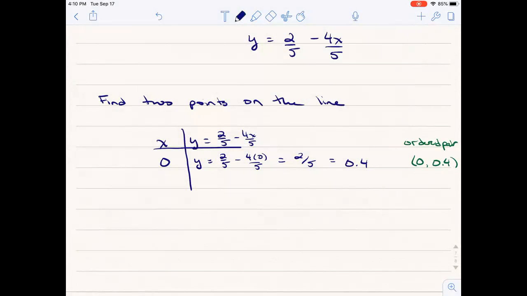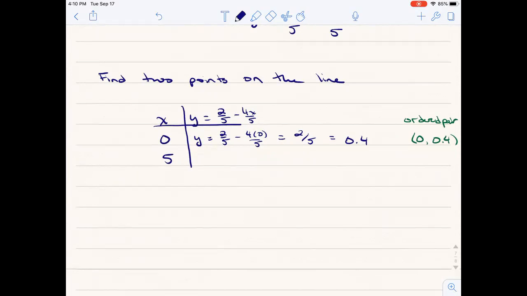So now it's time to pick a convenient value of x, right? That's not 0. You could use 1, right? But if you use 1, then you have to deal with these fractions again, which is fine, right? 5's a nice one, because then you can cancel one of them at least, right? So I'm going to use 5 just to show you that you don't always have to use 0 and 1, even though they're usually pretty convenient. Y is 2 over 5 minus 4 times 5 over 5. That 5 over 5 is going to cancel, which makes 0.4 minus 4, which is negative 3.6. So in terms of our pair here, we've got 5 and negative 3.6.